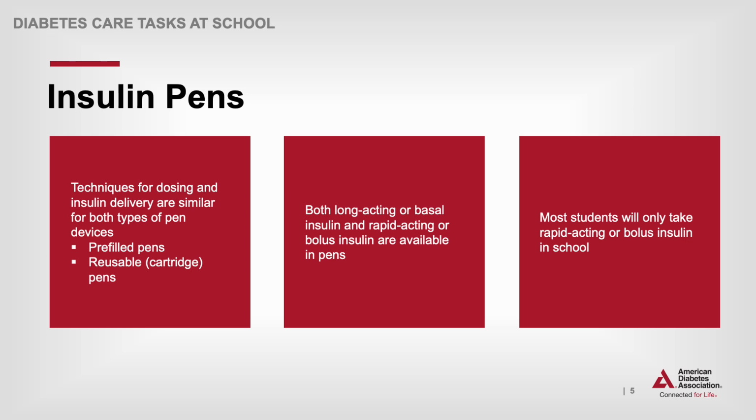Regardless of whether a student uses a pre-filled or a reusable pen design, the techniques for dose preparation and insulin delivery are generally similar. Pre-filled pens contain a built-in insulin cartridge. Because this device requires no loading by the student, parent, or guardian, it is especially convenient and easy to use. With a reusable pen, an insulin cartridge is inserted into the pen's delivery chamber. Check the package insert for the specific guidelines for product expiration, as pens vary from vials.